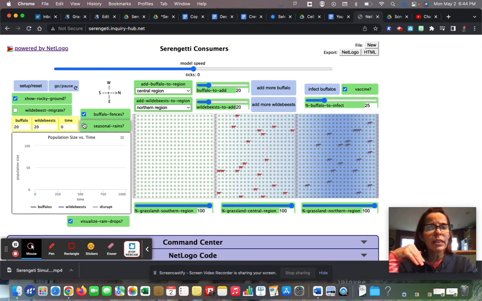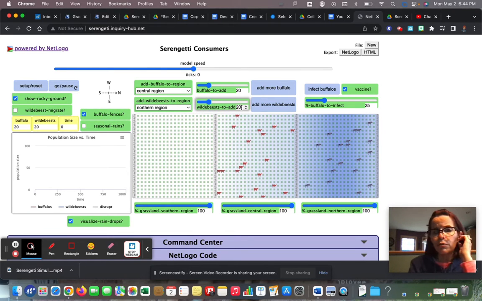Now, here's what gets tricky about these experiments. You're only allowed to change one variable. So if you're messing with the seasonal rains and when the seasonal rains show up, you're not allowed to change how many buffalo or how many wildebeest or how much grass there is. Those all have to stay the same. Or maybe you want to change the percent of grass in the southern region. Sure, you could do 100, you could do 80, you could do 60, and you could do 40. Awesome. But then buffalo fences has to be the same, the number of buffalo, the number of wildebeest. You're not allowed to change anything else. They all have to be the same every time.